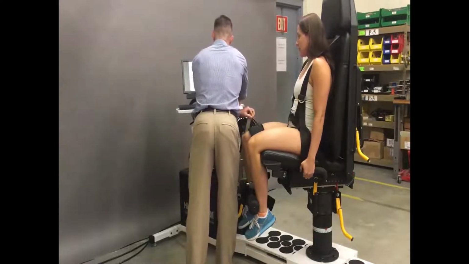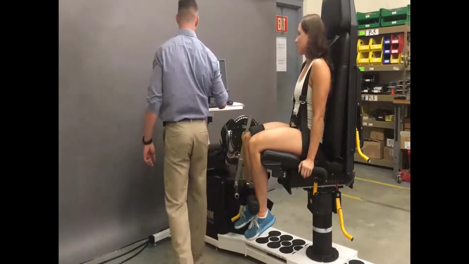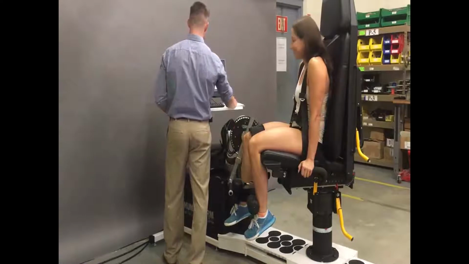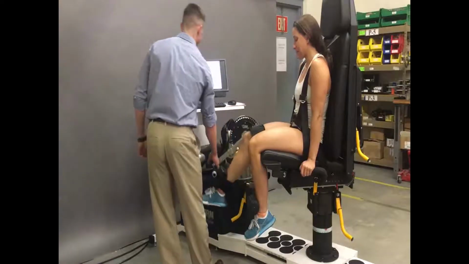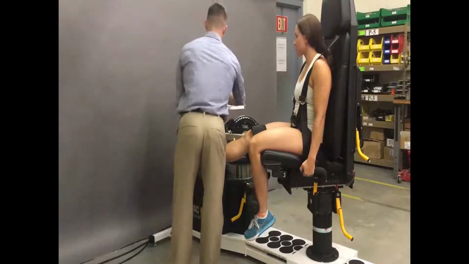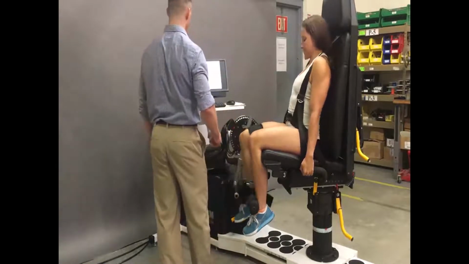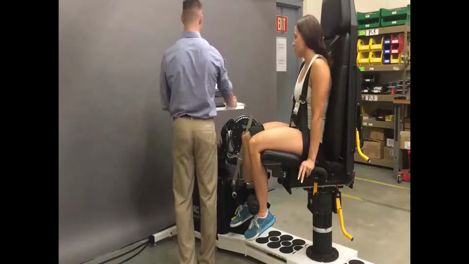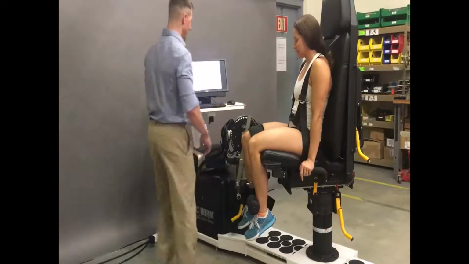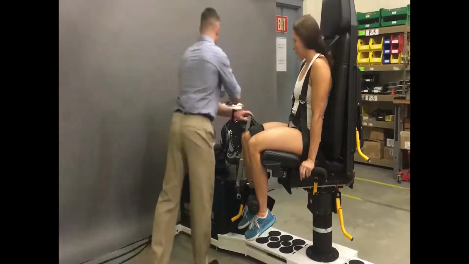So this is our last rep at 100%. Just like with the quad, give your patient at least 1 minute rest between the warm-up reps and the test reps. The cue I'm giving her here is to continue to pull down all the way through the top of the motion as it lifts her up into extension.